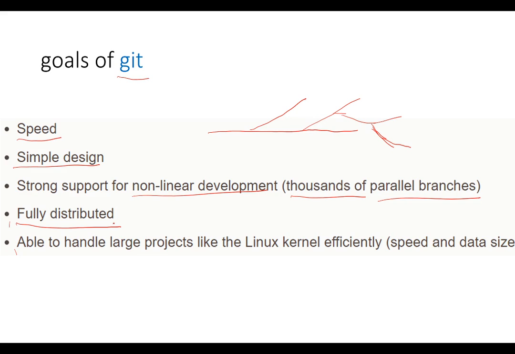Git should be fully distributed. Everyone can have a local clone of the whole project. Without a server, they can still work on the project. Of course, Git should handle large projects like the Linux kernel.